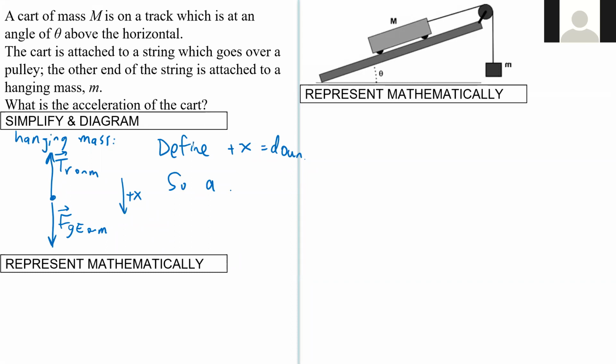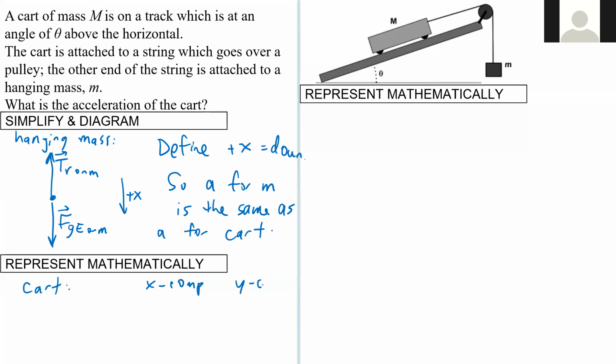So this is so that a for the little m is the same as a for the cart. And there's no diagonal forces. There's not much I have to do there. To represent this mathematically, let's do the cart first. I've got the x component, the y component, and then there's these three forces: the normal force, the tension force, and the gravity force.